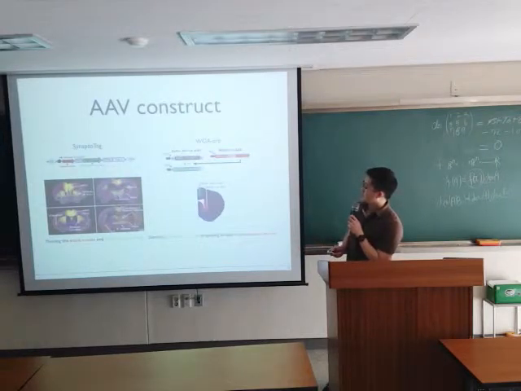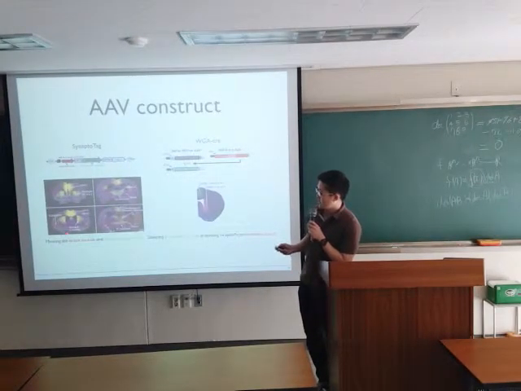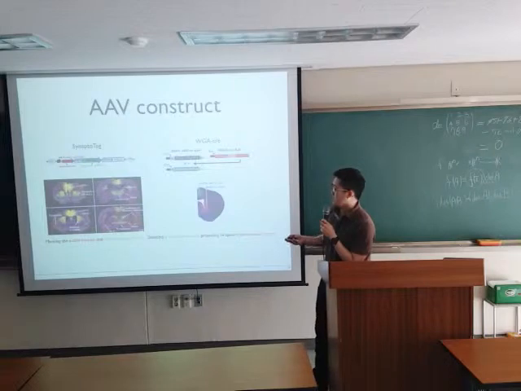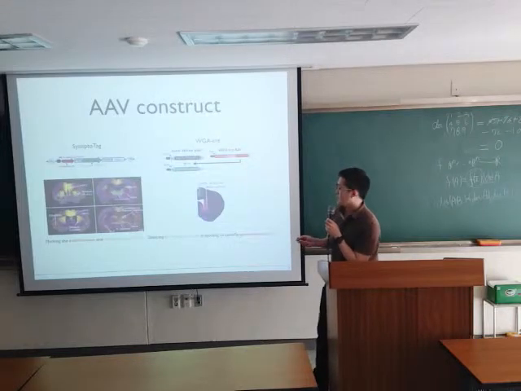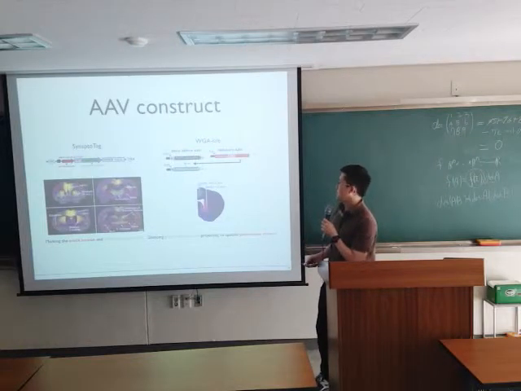And they also used this construct, you will see this again, but let me introduce this here first. They injected a virus to the medial prefrontal cortex, and they wanted to see where these neurons project. Using this technique, they found that nucleus reuniens and other parts of the thalamus, and also medial prefrontal cortex and other areas are connected, are projected.